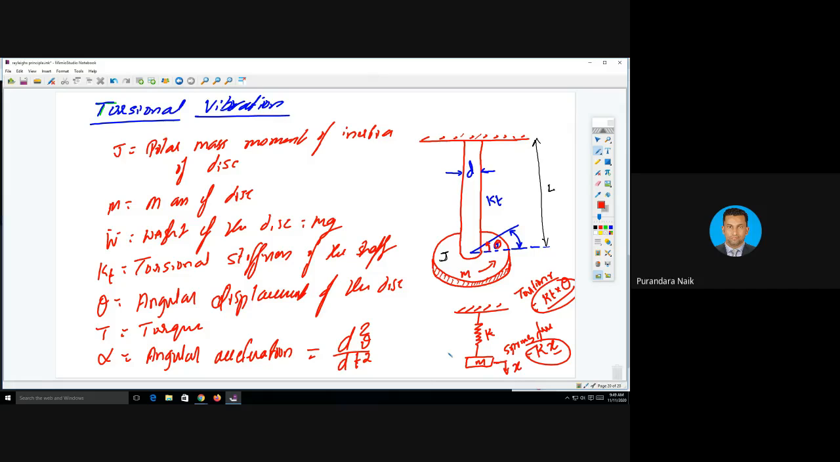Second term: if you twist it to an angle of theta and then leave it, what happens? It starts to vibrate, a to-and-fro motion. It moves in this direction, then again in this direction. After twisting it to theta and leaving it, it tries to move back in this direction. So it is moving with an angular acceleration.